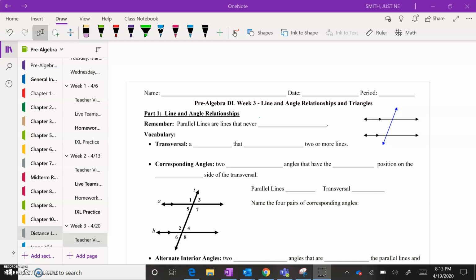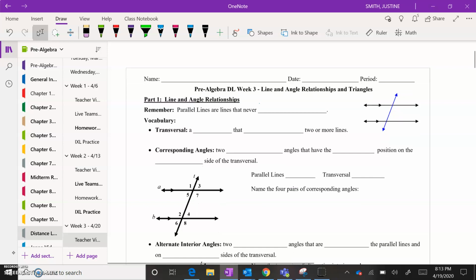And we are on to our next lesson, which is still in geometry. We're now looking at line and angle relationships. And then we're also going to look at some different ways to classify triangles and different information about triangles. So we're going to start off with your most favorite thing, some fun vocab, because I know you all love it so much.